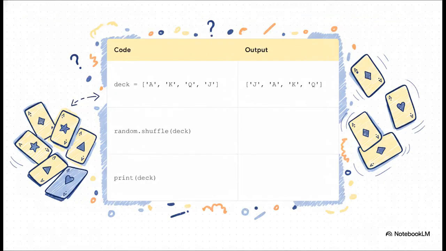And of course, what's a randomness toolbox without a shuffle button? The random.shuffle function is as straightforward as it gets. You give it a list, and it completely scrambles the order of the items. Just a quick heads up, it modifies the original list directly. We call that shuffling in place.